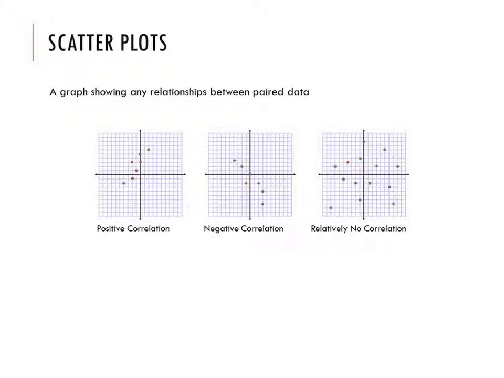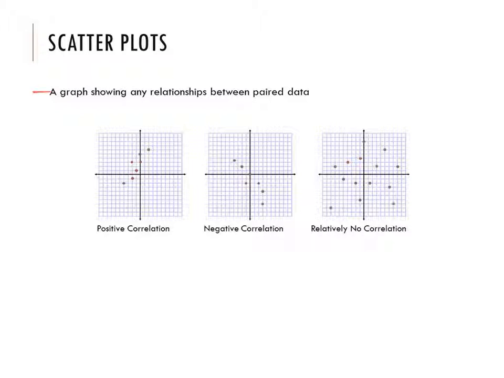To start out with, we're going to talk about correlation, and before we can talk about correlation, we need the definition of a scatter plot. A scatter plot is a graph showing interrelationships between paired data. In other words, you graph all your ordered pairs, and you look for trends.